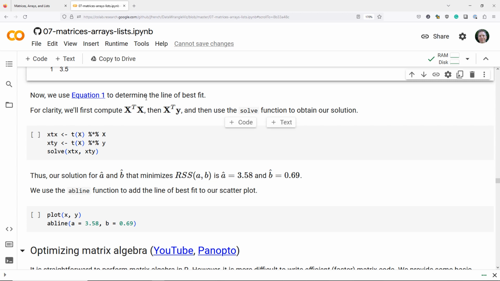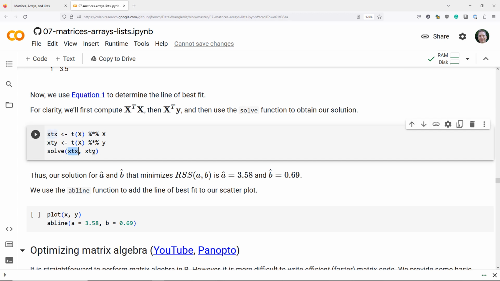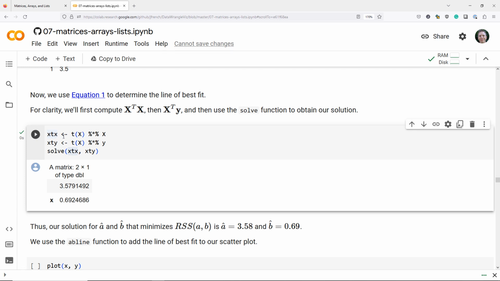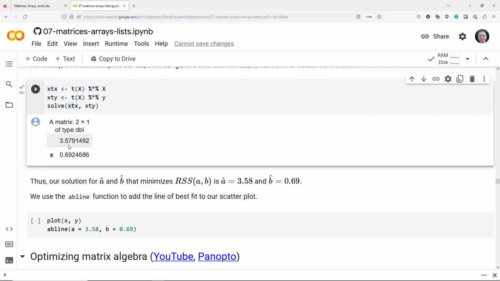Now, in order to get x transpose x inverse multiplied by x transpose y, I can use the solve function. So I do solve of x transpose x comma x transpose y. And this will compute x transpose x inverse multiplied by x transpose y. So I can run those commands. And our solutions for a hat and b hat are 3.58 and 0.69. Those are the best estimates of a and b that are going to minimize that residual sum of squares function.